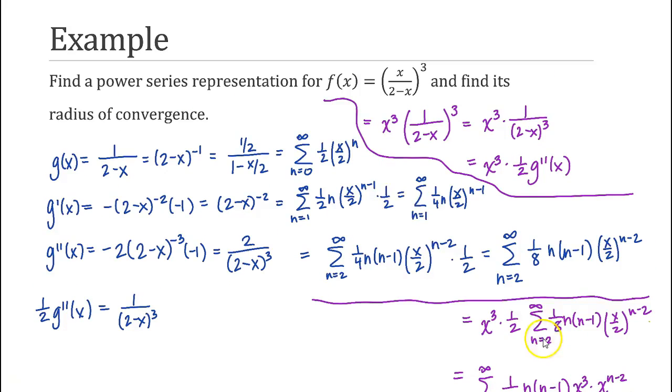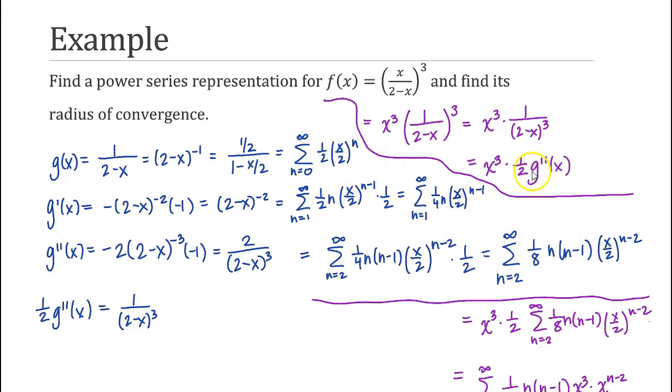for f of x. So if we follow this back up, right, f of x was x over 2 minus x cubed. We pulled out the x cubed. That's 1/2 minus x cubed. And then we figured out that 1/2 minus x cubed is a half of what I called g double prime of x. So g of x was 1/2 minus x. Taking the derivative twice, we got 2 over 2 minus x cubed. So 1/2 minus x cubed is multiplying both of these sides by a half. And so we replaced g double prime of x with its series representation, right, after we applied the power rule to the n, took its derivative again.